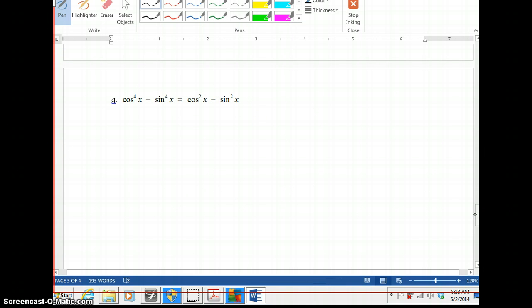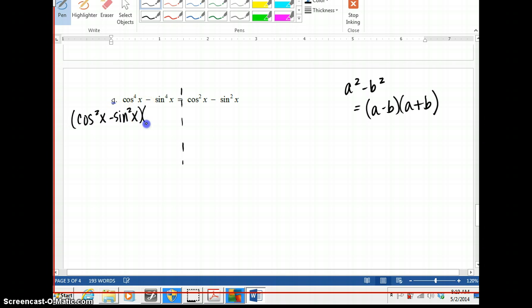Okay, G. Now proofs, we can use algebraic techniques here. So what we want to look at, you're subtracting 2 terms. So if we think of our factoring rule, when we have subtracted 2 terms, we factored them using the difference of perfect squares. So on the left hand side here, square root of anything to the 4th power would be that thing squared. So I have cosine squared x minus sine squared x times cosine squared x plus sine squared x.